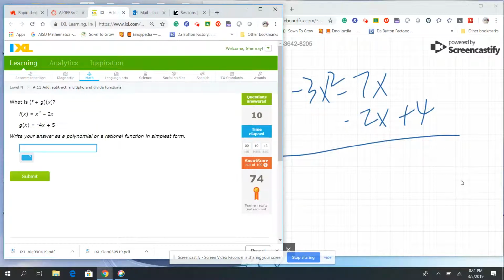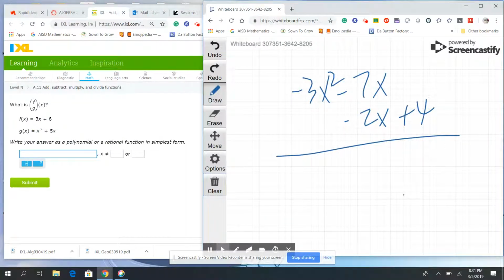Okay, so the next one is the same thing. So I'm just going to write it here. So it will be x squared, and negative 2 minus 4 will be negative 6x, and then plus 5. Since it's plus, right? So we just do plus 5.